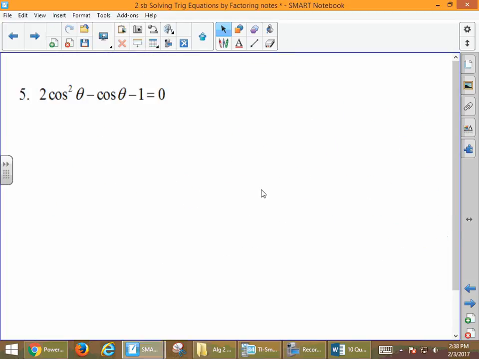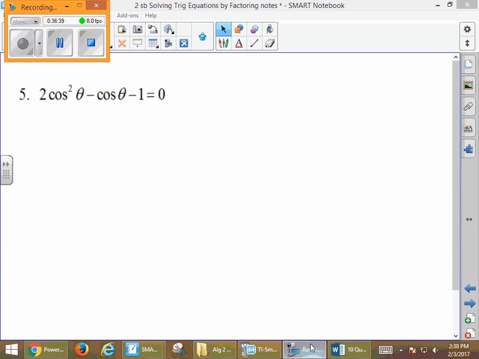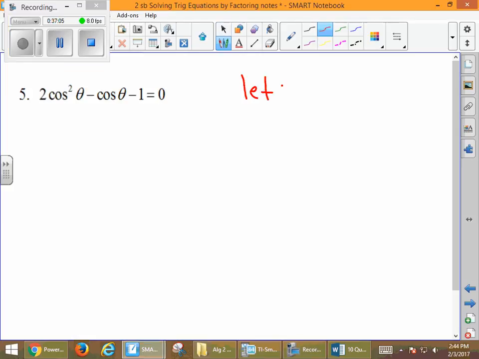So our last example, 2 cosine squared theta minus cosine theta minus 1. I had to pause the video for a second, so I'm going to start over. We are going to solve 2 cosine squared theta minus cosine theta minus 1 equals 0. We are going to use u substitution again. And this one, we need to be really careful because there's a coefficient of 2 on the cosine squared. So when we start this, we're going to let u equal cosine theta.